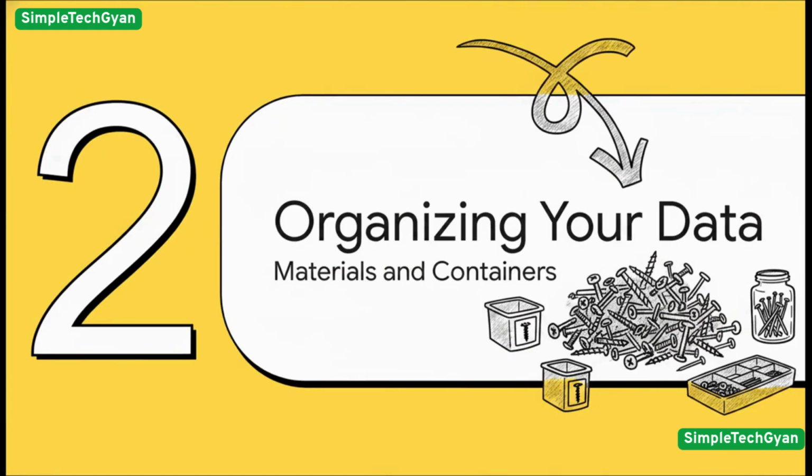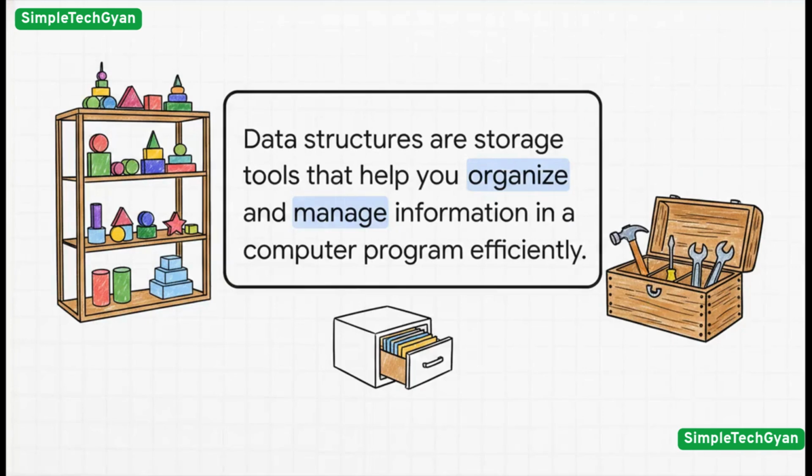Okay, so if algorithms are our blueprints, our plans, what are we building with? What are our raw materials? Well, it's data. And just like any good workshop, you can't get anything done if your materials are just thrown in a big messy pile. You've got to organize them. And that is where data structures come into play.